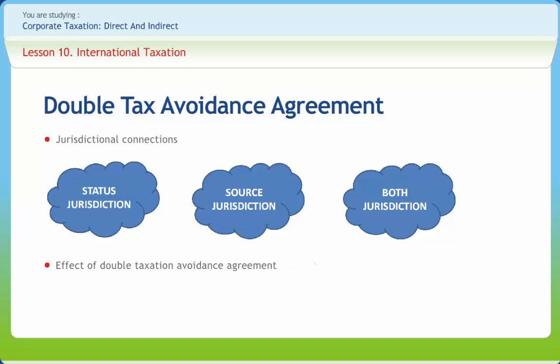If an agreement is entered under Section 90, the effect of the same shall be as under. If no tax liability is imposed under this Act, the question of resorting to the agreement would not arise. An agreement cannot impose any tax liability where the liability is not imposed by the Act.